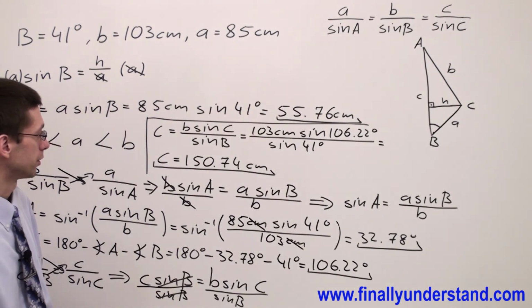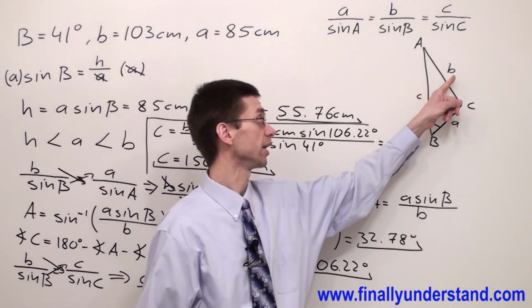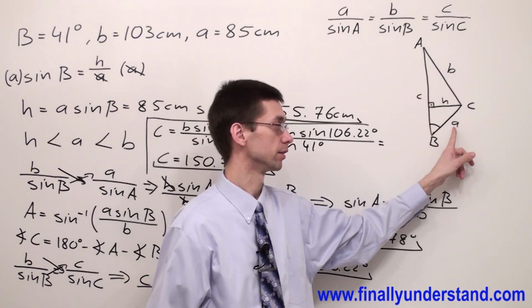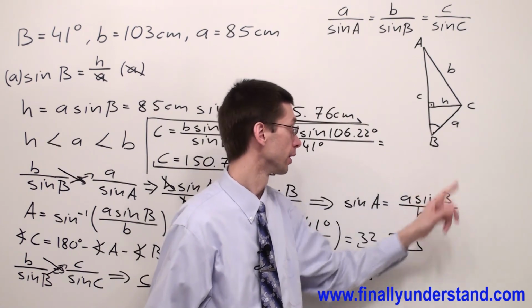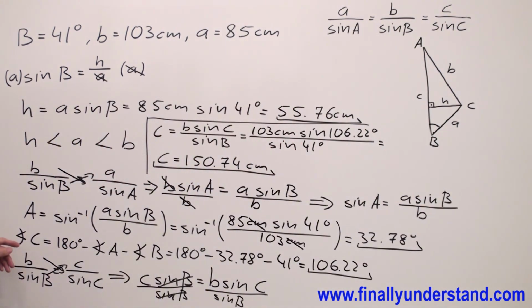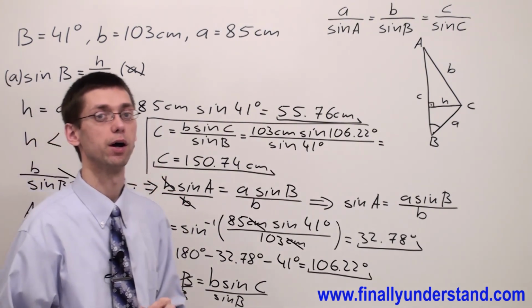Okay, let me just remind you that we have one solution because side B is longer than side A, and we found the missing angles. We found angle A and we found angle C. We have also found side C. So we can say that the problem is solved.